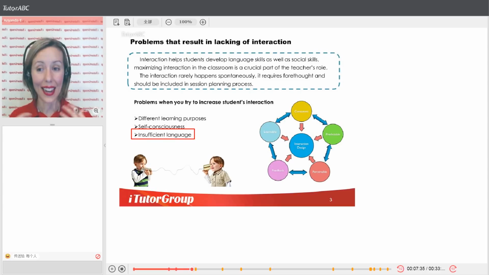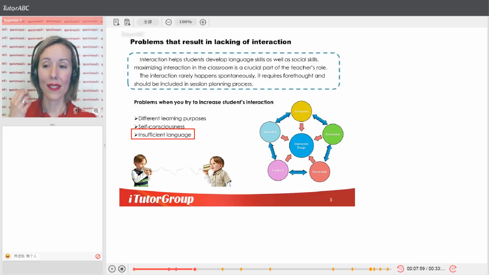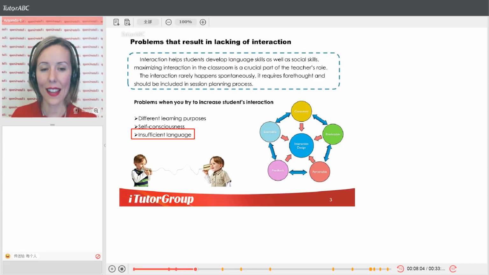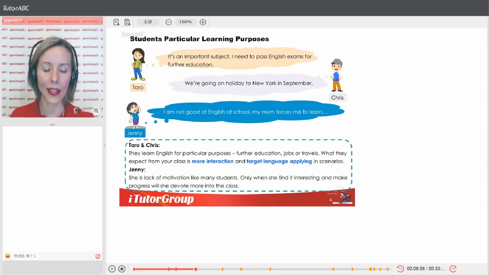And then another problem might just be that the student doesn't have sufficient language to participate. Maybe they don't understand the activity. Maybe they just don't know enough words to do the activity. Maybe they're at a really low level. And with really low level students, we're going to have different types of interaction, but maybe not something like a role play. There are other ways that we can interact with students, so no role plays, maybe not interacting with other students, but we can still get them to participate. And we'll look into that a little bit later in the lesson.